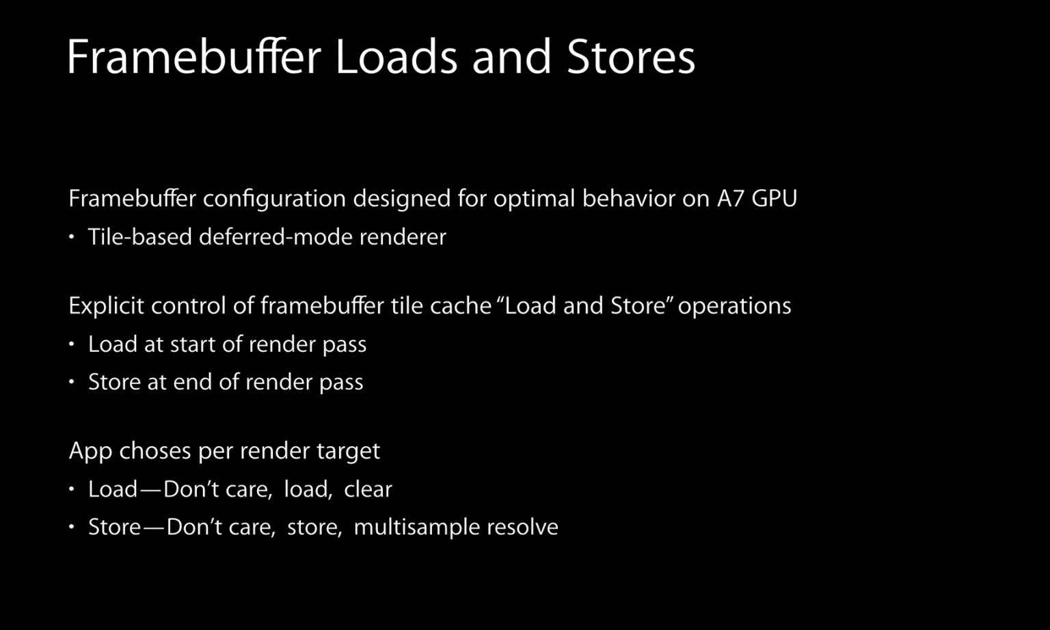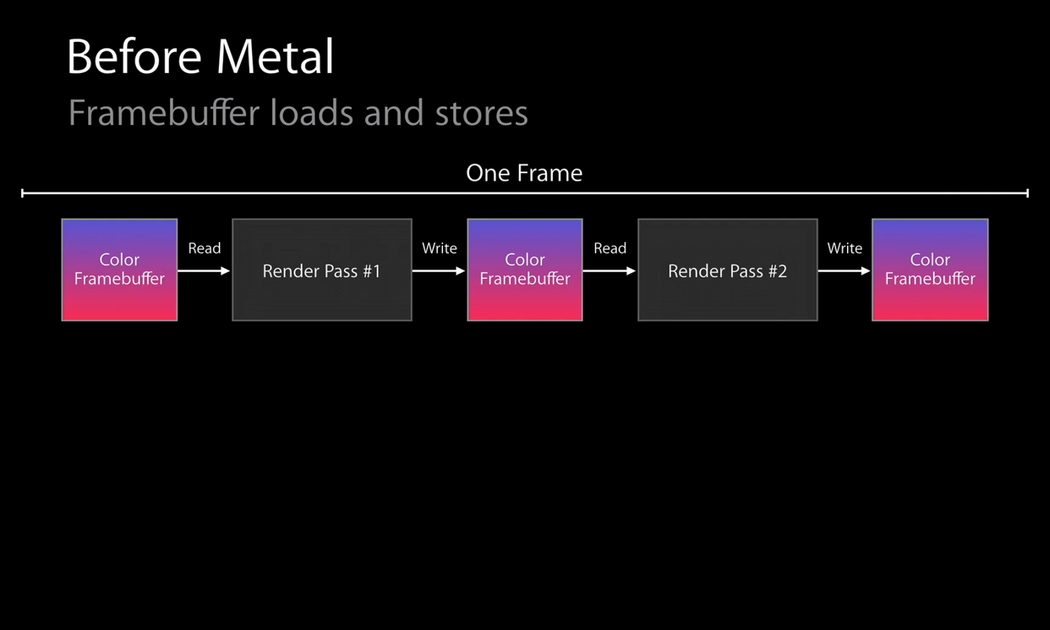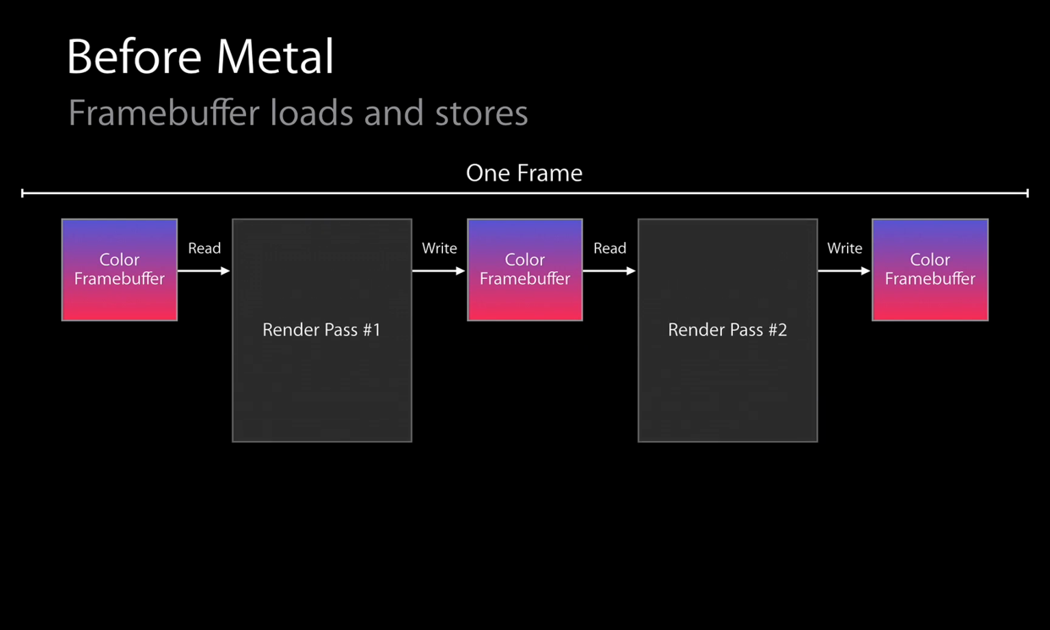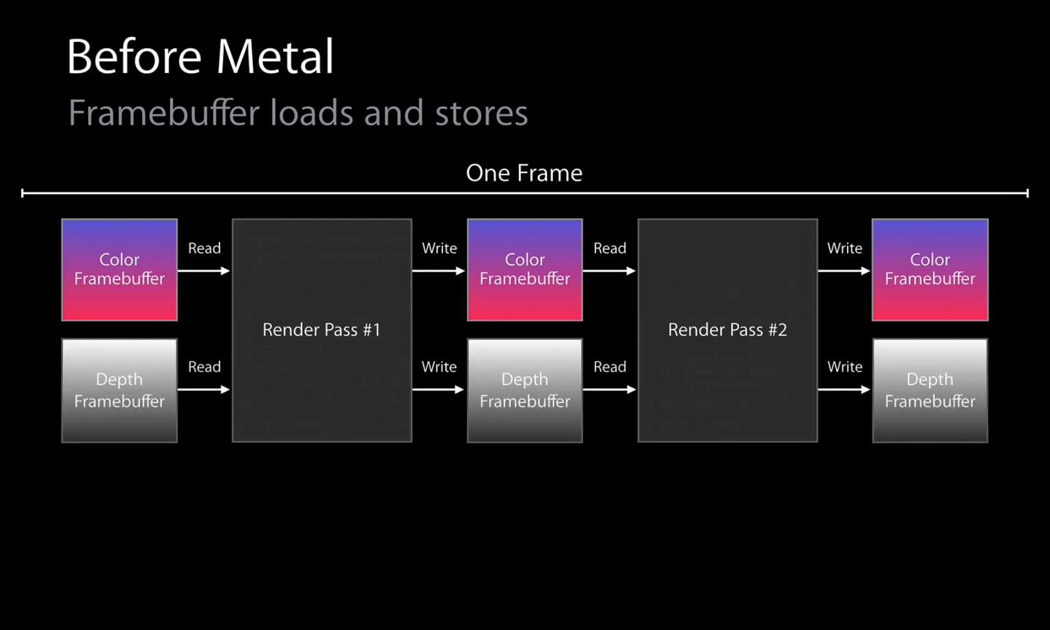And I'll show you an example of how that works here. So let's say, as an example, this is before Metal. You had one frame for which you wanted to do 2 rendering passes. In this example, you're going to take the color frame buffer, you're going to have to read it at the beginning, you're going to write it out at one pass through, and then you're going to do the same for the second pass. And you probably want to use a depth buffer as well.